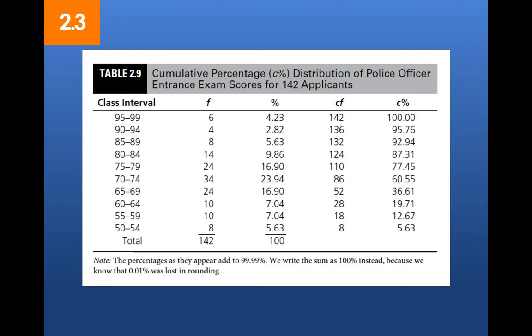You can see we have our class intervals here on the left. How many people are in the group from 95 to 99? That's 6, which is 4.23% of the distribution. Now you'll see cumulative frequency and cumulative percentage. 142 people scored 99 or lower. 136 people scored 94 or lower. 132 people scored 89 or lower. Hopefully that makes sense.